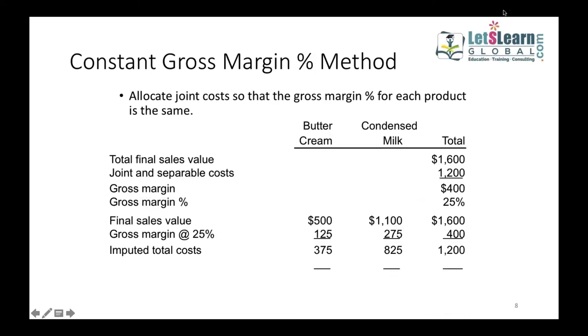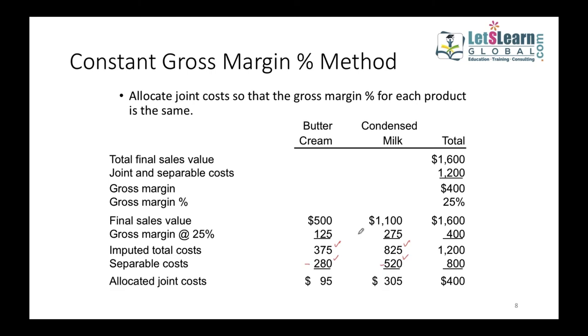Now let's find the joint cost by deducting the separable cost from the total cost. The total cost of butter is 375, but the separable cost includes 280, so the remaining is joint cost. Likewise for the other product, the total cost is 825, the separable cost is 520, and the remaining is joint cost. So 375 minus 280 is $95 joint cost, and 825 minus 520 is 305, which is the joint cost of skimmed milk. If you cross verify, the total joint cost, including 95 and 305, is 400.